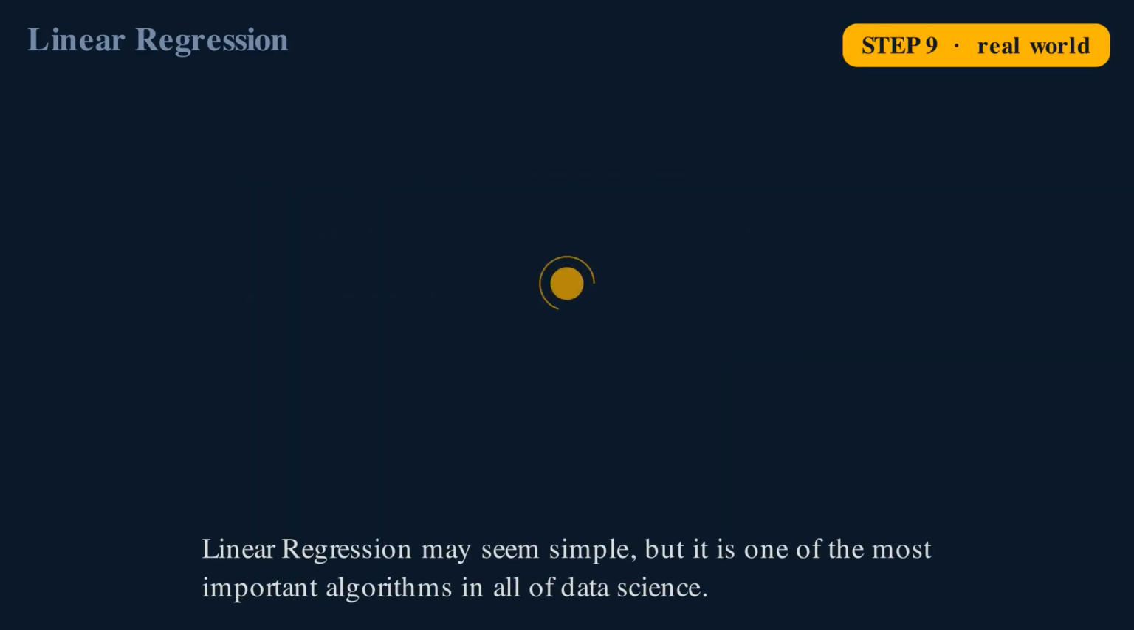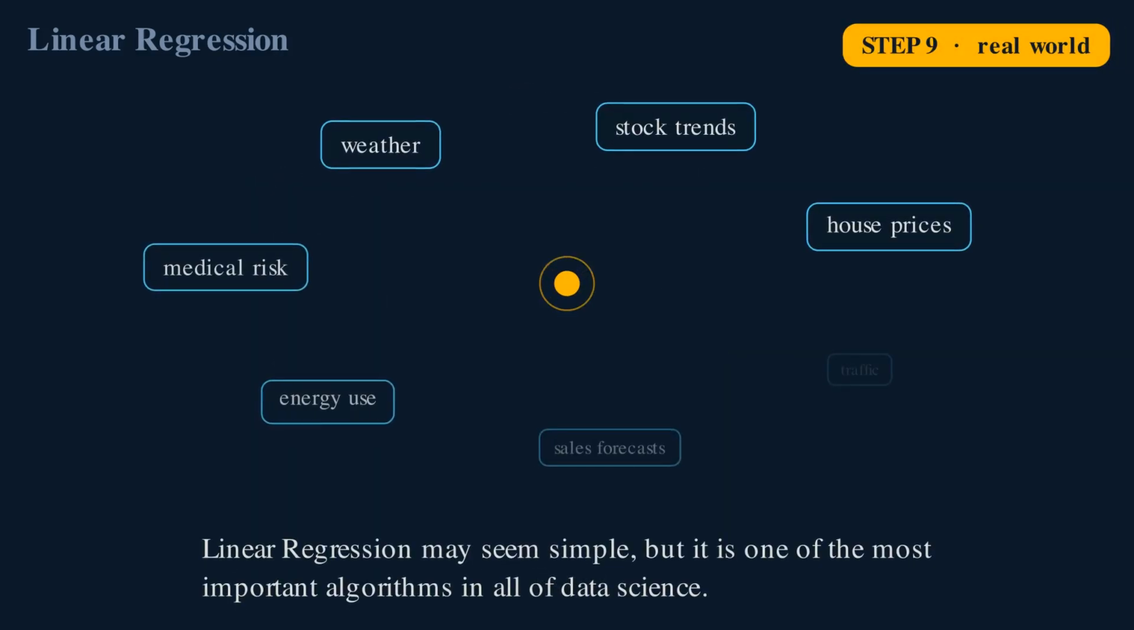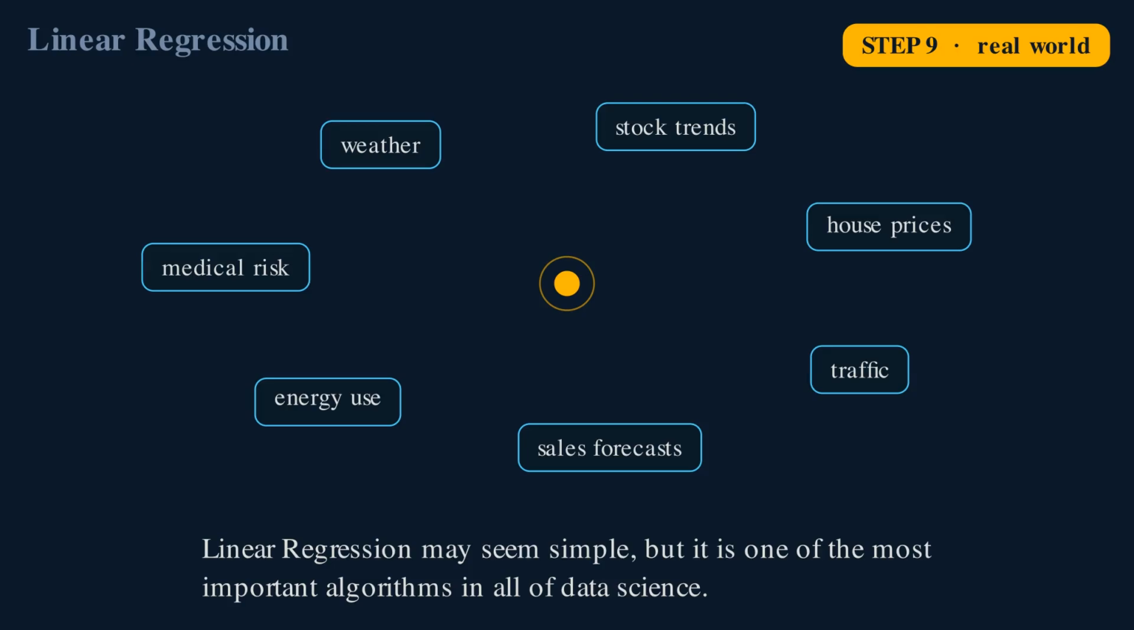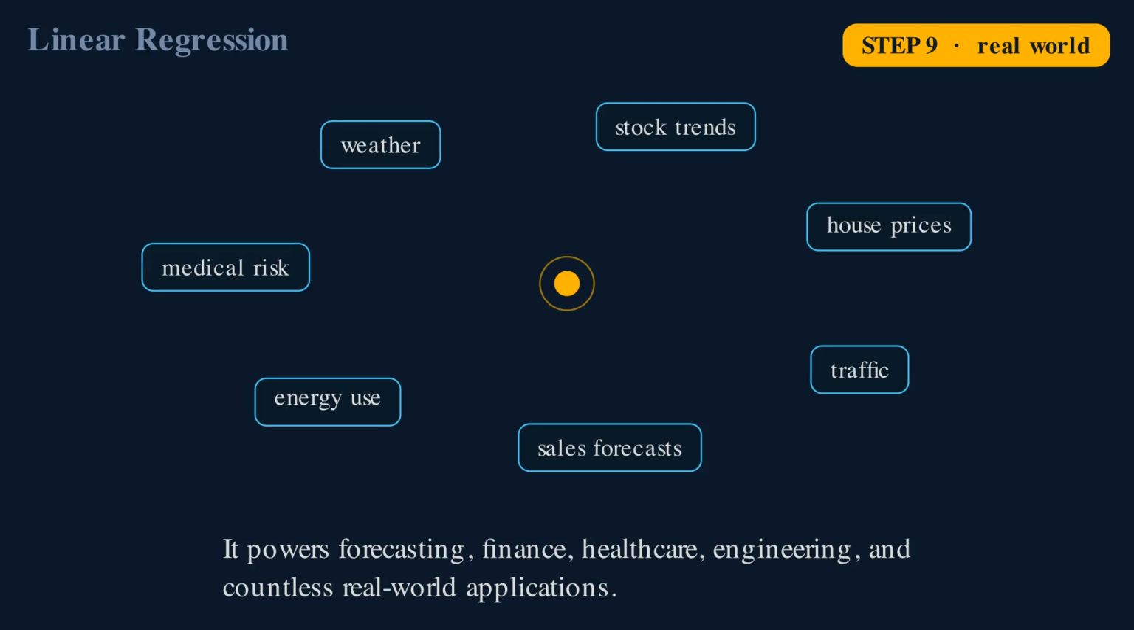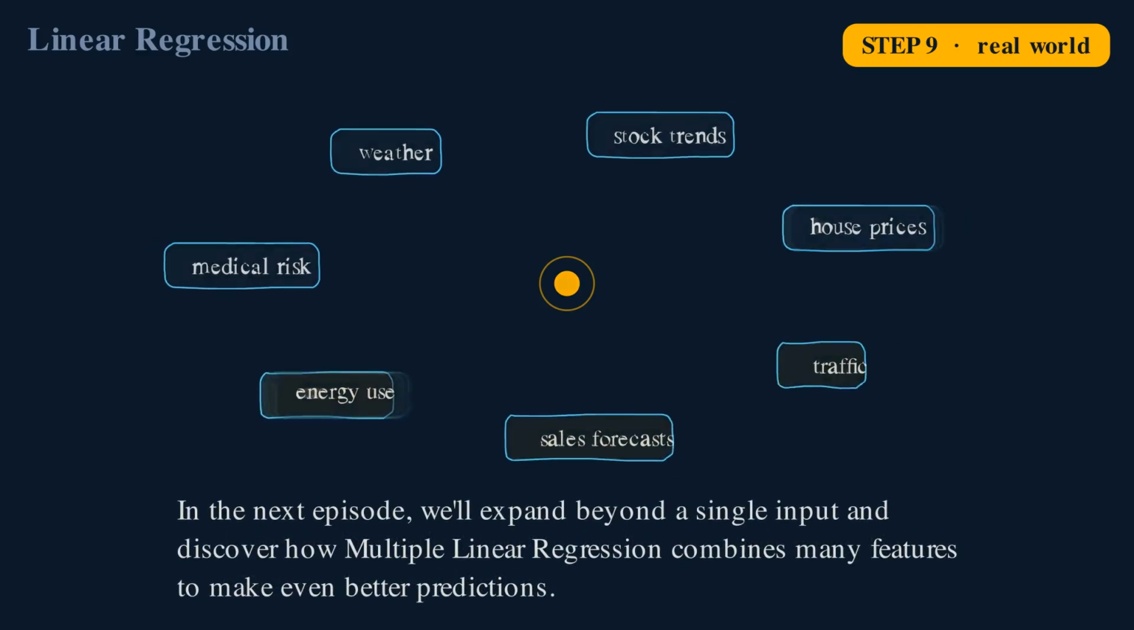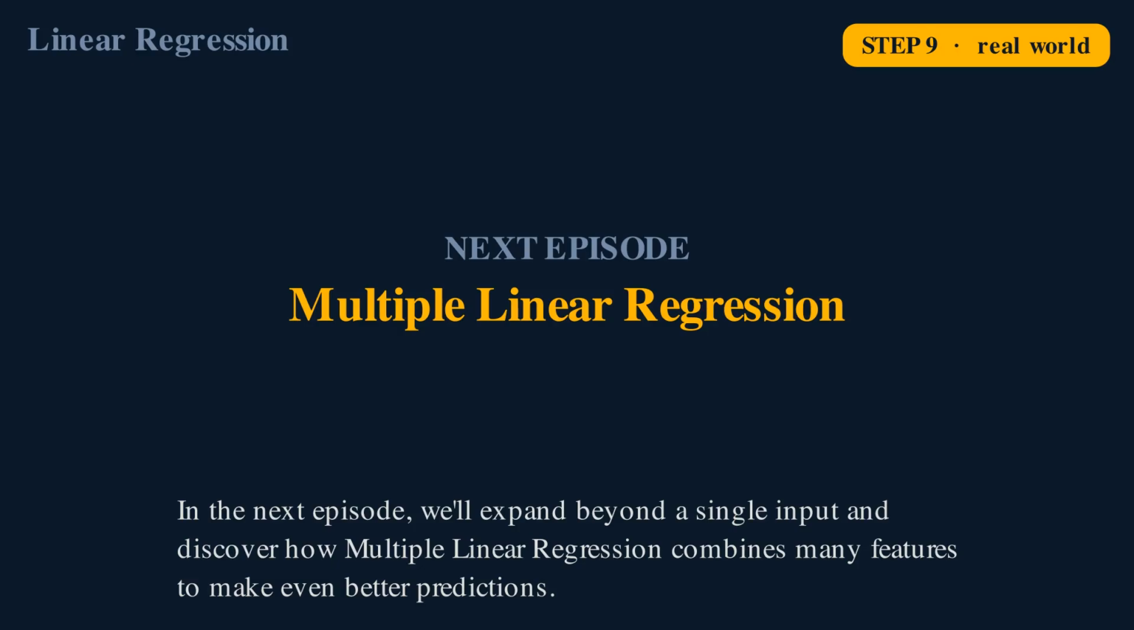Linear regression may seem simple, but it is one of the most important algorithms in all of data science. It powers forecasting, finance, healthcare, engineering, and countless real-world applications. In the next episode, we'll expand beyond a single input and discover how multiple linear regression combines many features to make even better predictions.